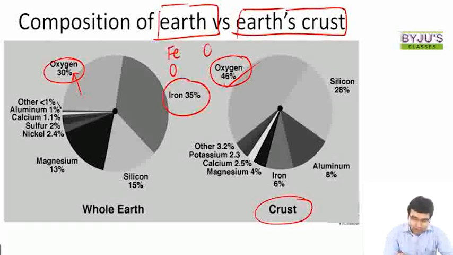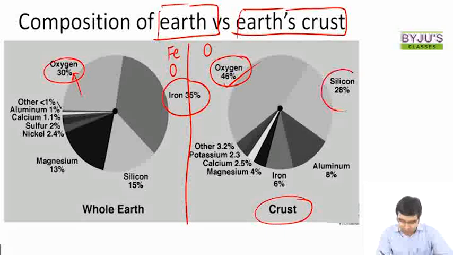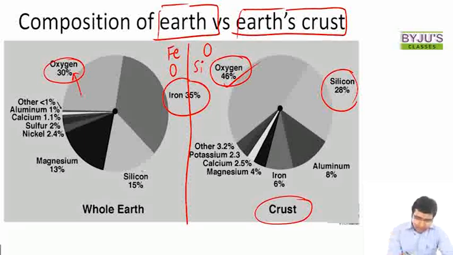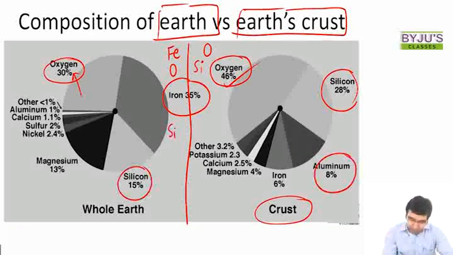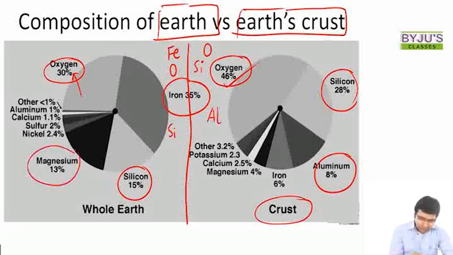Fe, O, here O is the first one. So understand the difference between these two things. Now go to the next level. The next is silicon, which is 28%. On the other hand, in this case, we will have oxygen. So oxygen, silicon. So understand the difference between the crust as well as the Earth as such in terms of composition. Now the third one is silicon in this one. So Fe, O, Si. And on the right side, you have aluminium.